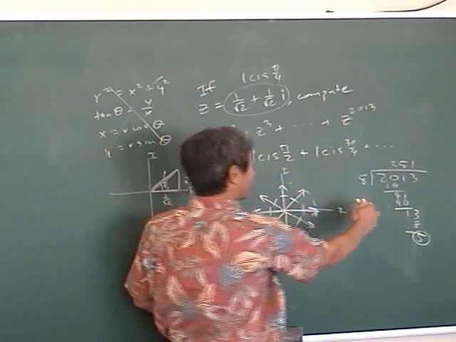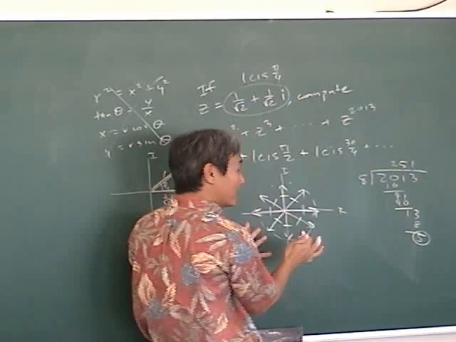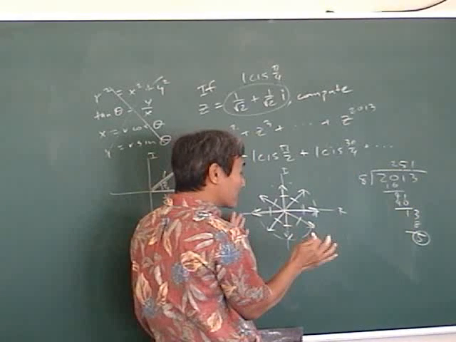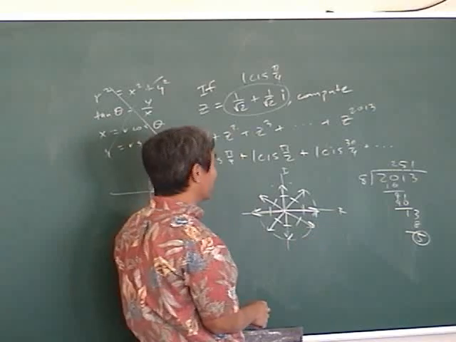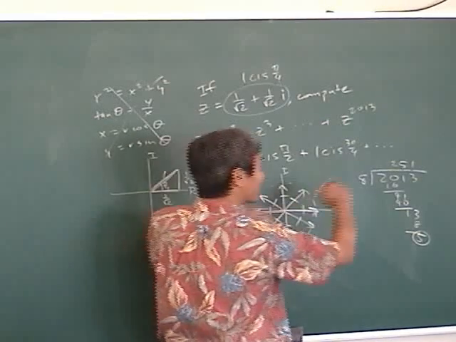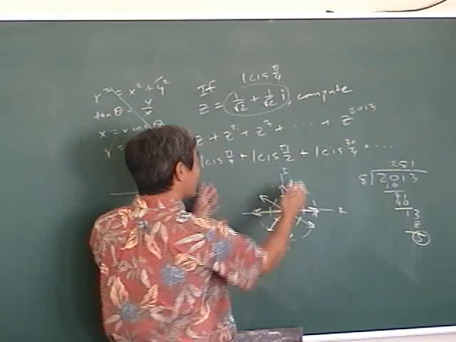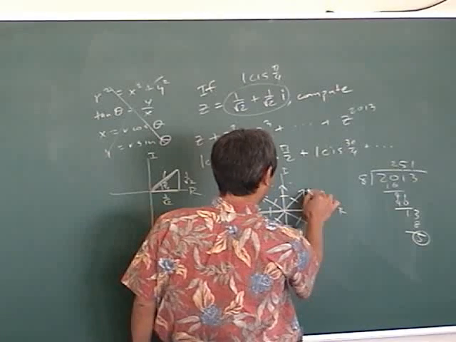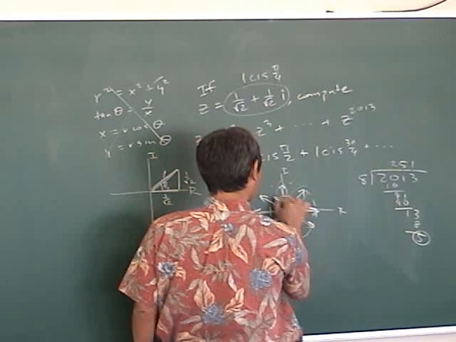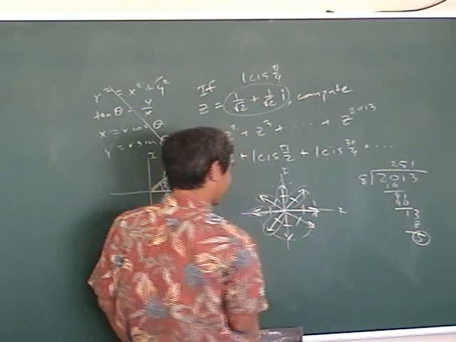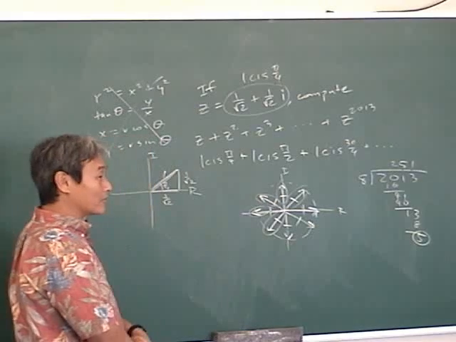So basically, there's 251 groups of 8, but they all cancel out to 0. But there's 5 left over. And what 5 are there? Either the first 5 or the last 5, right? Why don't we look at the first 5? Here's the first 5. 1, 2, 3, 4, 5. Those are the 5 that are left over.